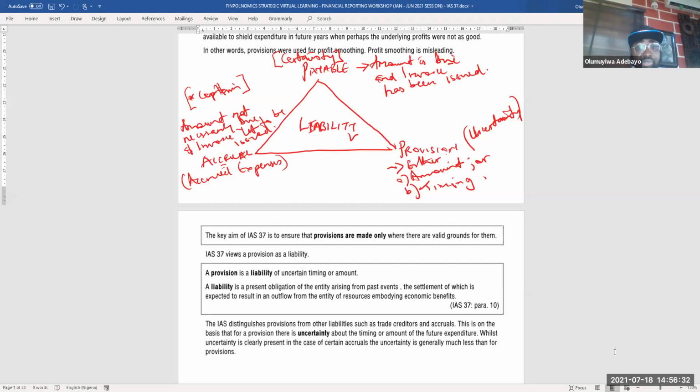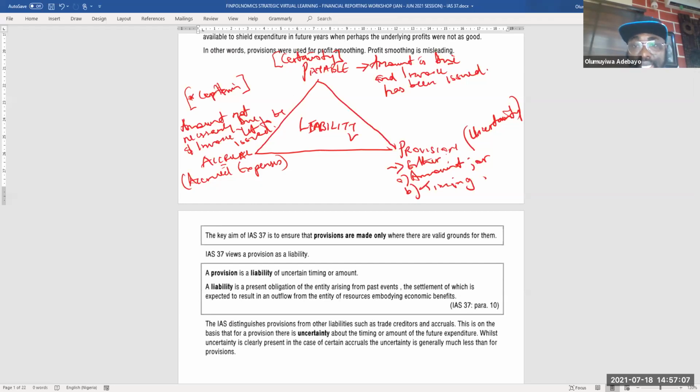From the conceptual framework, we are made to understand that a liability is a present obligation of an entity that arose from past events, of which the settlement is expected to result in an outflow embodying economic benefits. And liability by conceptual framework is a present obligation that always transfers economic resources out of the entity. And therefore, we need to understand this.